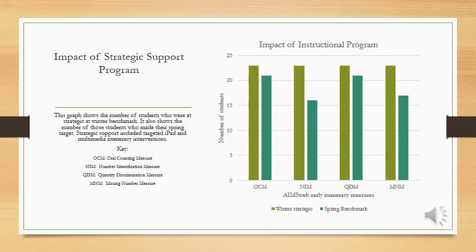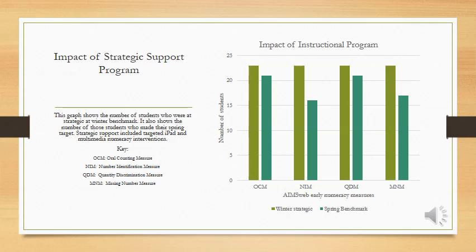21 out of 23 strategic students in the winter ended up meeting their spring goal for counting. So again, they started out as strategic in the winter, and 21 out of 23 ended up finishing by meeting their benchmark for counting. So that's fantastic.